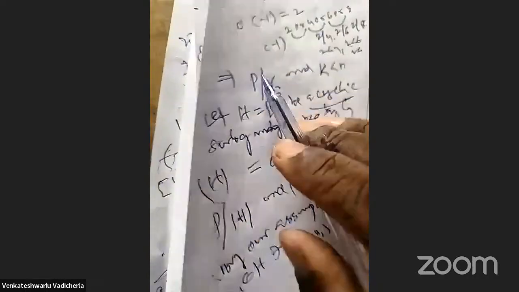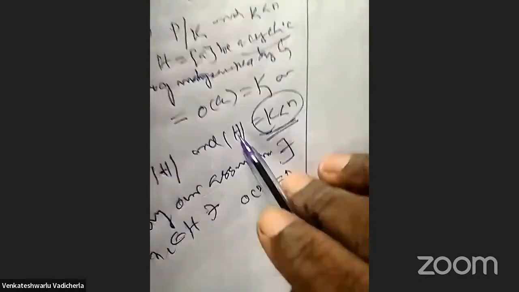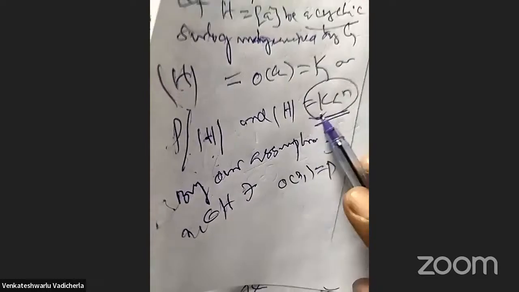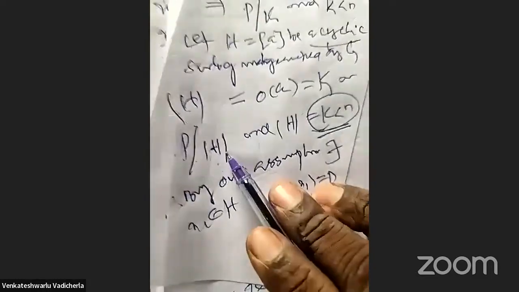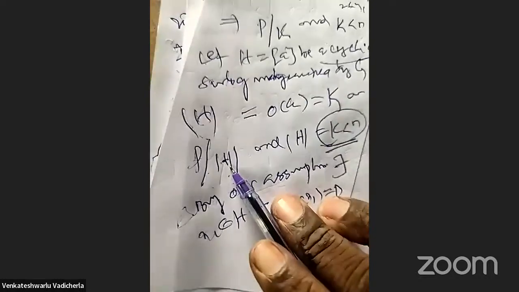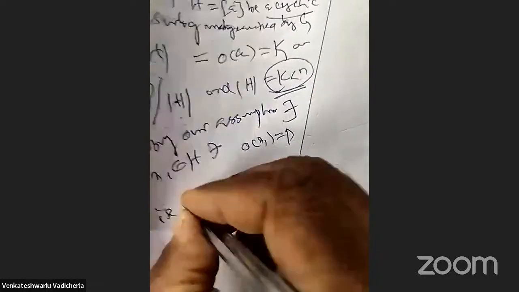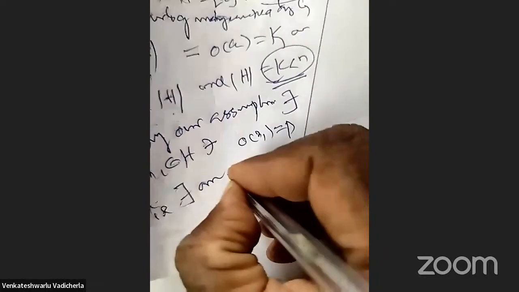Yes, I have taken that P divides the order of K, so P divides the order of H. Here K, the order of H, is less than N. P divides the order of H, so H has an element of order P. What is the element? x1 is an element of H such that the order of x1 is equal to P. So that is clear. The theorem is closed, there exists an element.